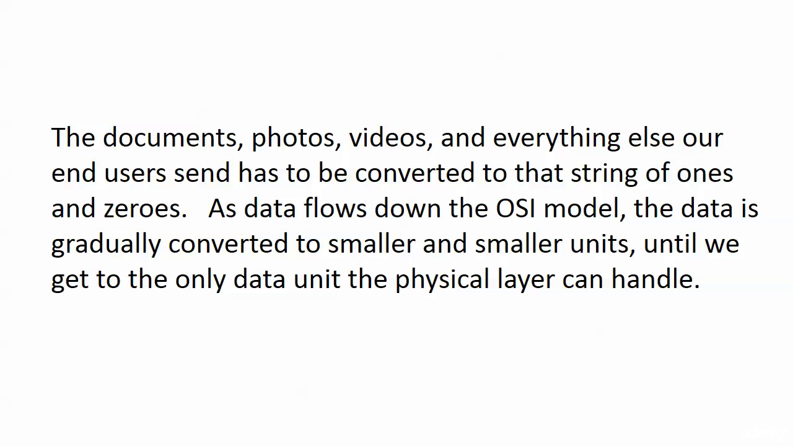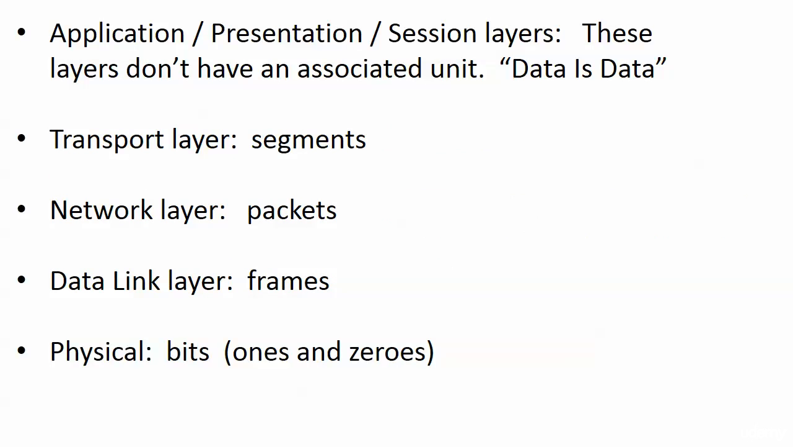Now, all of this stuff that our end users are inputting, whether it's documents, photos, or videos, has got to be converted to that string of ones and zeros. And that's a pretty formidable task, and it's going to be done bit by bit by bit. You could say literally, because as data flows down that OSI model, the data is gradually converted to smaller and smaller units until we get to the only data unit the physical layer can handle, ones and zeros, right? So let's talk about that, because this is important for you to recognize on your exam as well. Because if they start talking about segments, packets, frames, or bits, you're expected to know at which OSI layer those are going to be found.